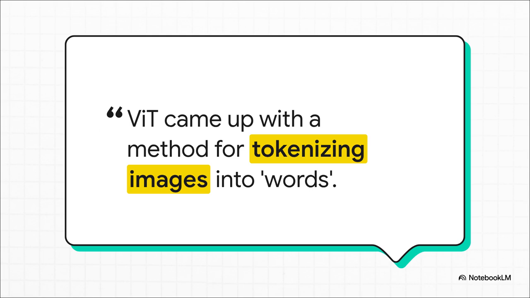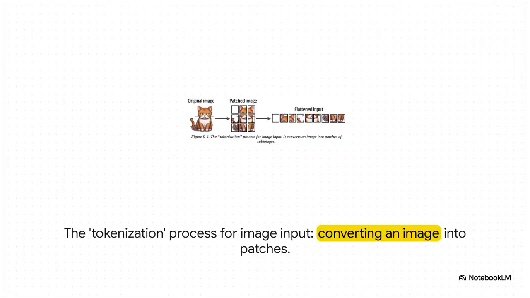See, researchers had this aha moment. They realized, hey, what if we could make an image look like a sentence to the AI? If they could do that, they could use the exact same powerful architecture, the transformer, that had already totally mastered language. So how do you turn a picture into a sentence? Simple. Step 1, you chop it up.